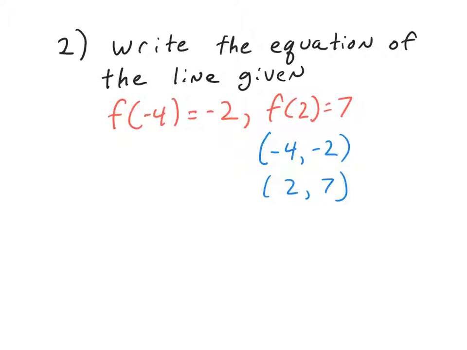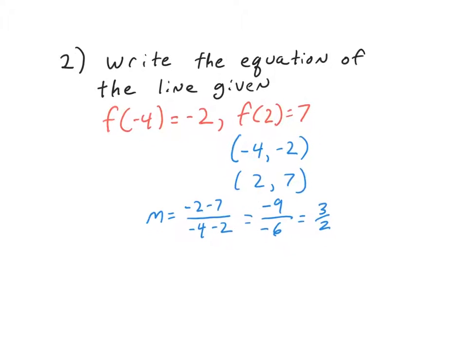So we want to go ahead and figure out what is the slope. And it's equal to the change in y over the change in x. So we're going to do negative 2 minus 7 over negative 4 minus 2. And it's going to equal negative 9 over negative 6, which when we simplify, we're going to get a positive 3/2.